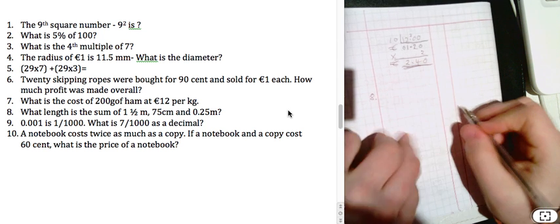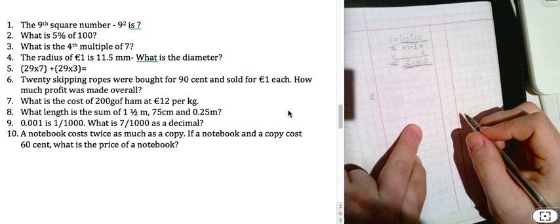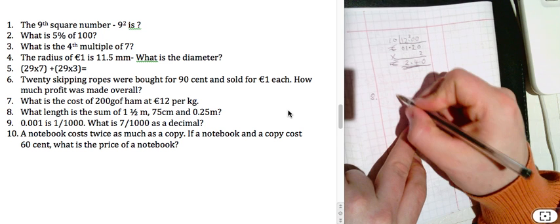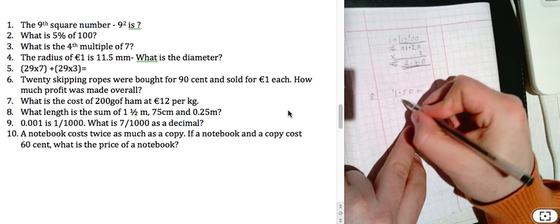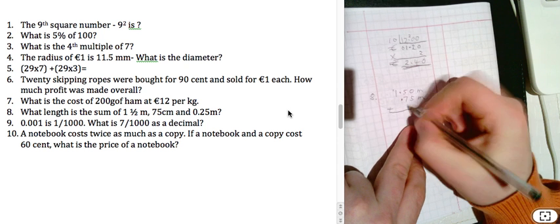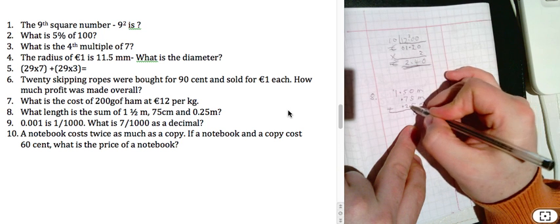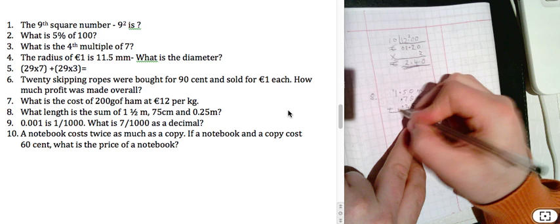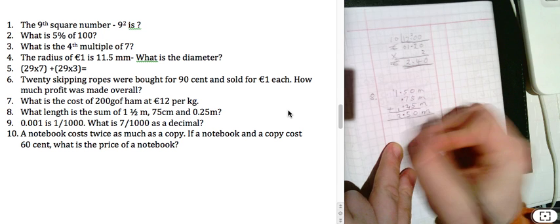Question 8. What length is the sum of 1.5 meters, 75 centimeters, and 0.25 meters? Well, the quickest way to do this is to convert it all to decimals. So 1.5 meters is 1.50 meters. 75 centimeters is 0.75 of a meter. And of course, there is a number there in decimal form already, 0.25 of a meter. Now, let's add. 5 and 5 is 10, down to 0, carry 1. 1 and 2 is 3, 3 and 7 is 10, 10 and 5 is 15, put down 5, carry 1. 1 and 1 is 2. So, 2.5 meters, 2.50 meters, that is our answer.